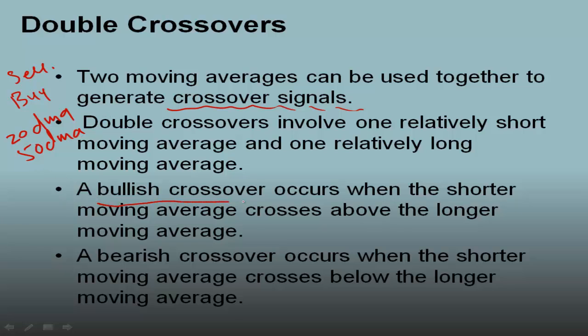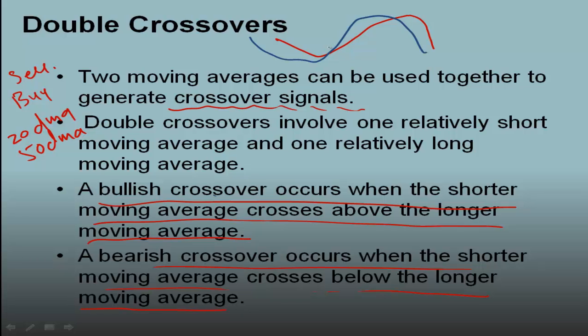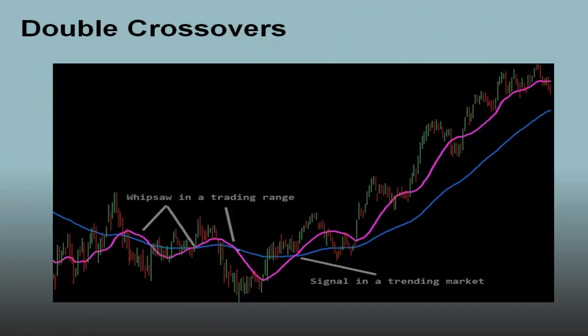Like I explained, a bullish crossover occurs when the shorter moving average crosses above the longer moving average. A bearish crossover happens when the shorter moving average crosses below the longer moving average. Meaning, if this is the shorter moving average, let me draw it like this, and this is the longer moving average, and this is the way it crosses. This is a crossover, and this could be a buy signal, and this is also a crossover, and this could be a sell signal. So there are people who use this kind of system where the shorter one crosses above the longer one and a buy signal is generated, and where the longer one crosses above the shorter one and it is a sell signal.